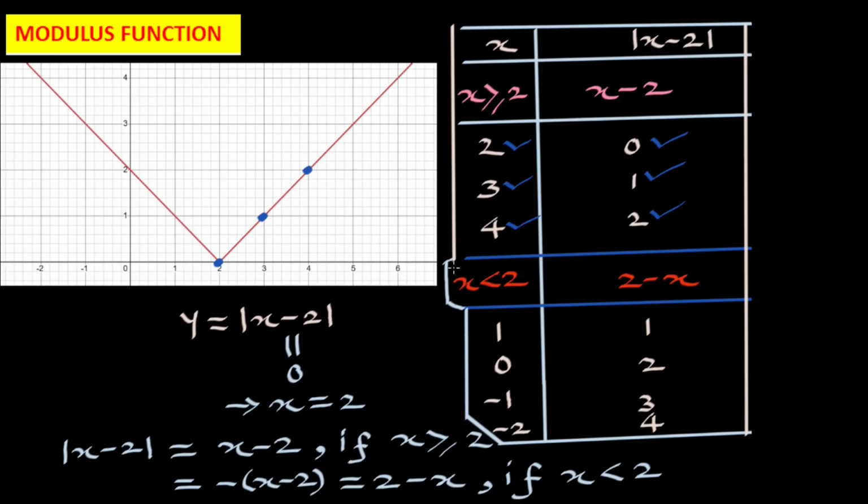Similarly, for x less than 2, the function is 2 minus x. So when x is 1, y is 1 here. When x is 0, y is 2 here. When x is minus 1, y is 3 here. When x is minus 2, y is 4 here. Here the domain is the set of real numbers, whereas the range is non-negative real numbers, this and this.